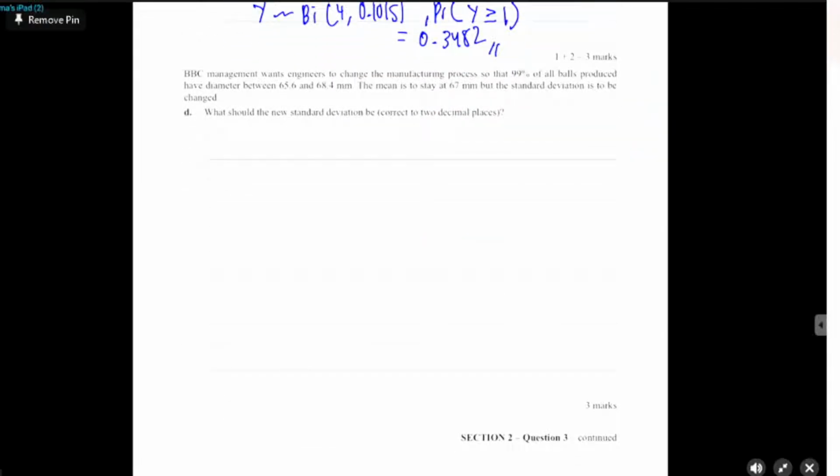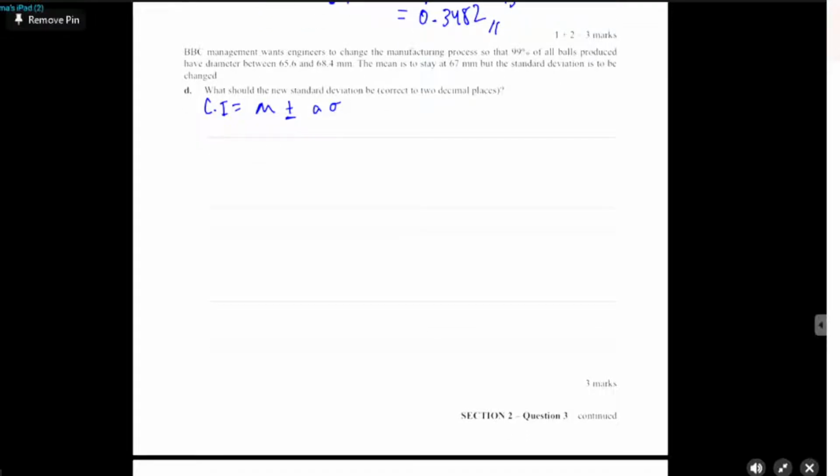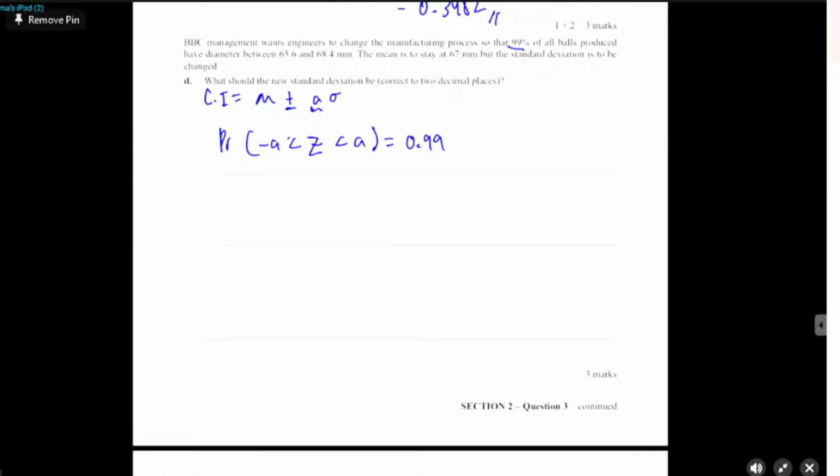Okay, this question, looking at it, you have to understand that it's talking about confidence intervals. And you know that a confidence interval is equal to the mean plus or minus some constant, which we'll call A, times standard deviation. Now, first you have to recognize that to find this A constant, because the percentage is 99%, you're finding the probability of the standard normal distribution between negative A and A being 0.99.